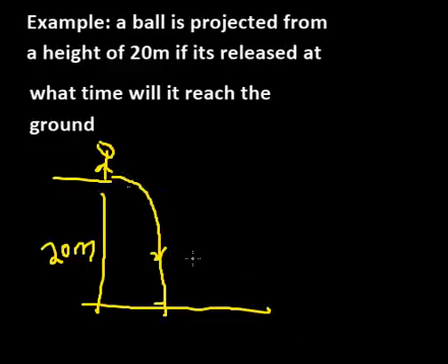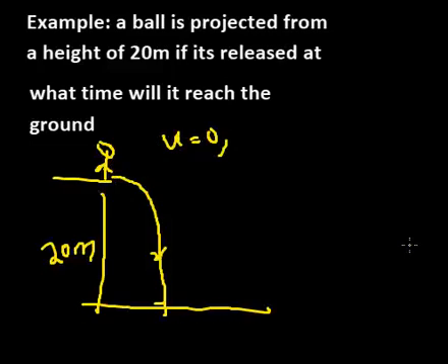So that's where he's releasing the ball from, a height of 20 meters. Now let's write our parameters. Remember when I gave you hints: when an object is projected downward from the height at which it is being projected, the initial velocity is equal to 0. I've told you this already. Initial velocity is equal to 0.